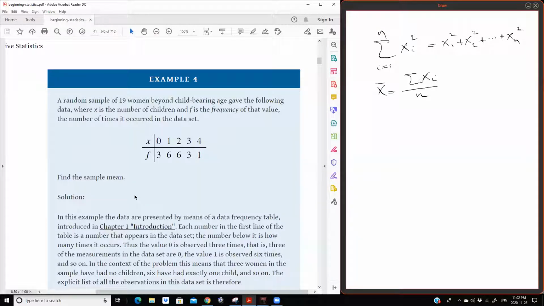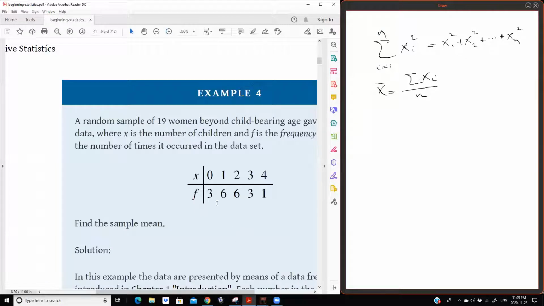Imagine we want to find the sample mean for this data. We're going to calculate it using the frequency table. This frequency table is telling us that 0 has been repeated 3 times, so it's like having 0, 0, 0. Then 1 has been repeated 6 times, and 2 has been repeated 6 times. Then 3 has been repeated 3 times. And finally, 4 has been repeated 1 time.